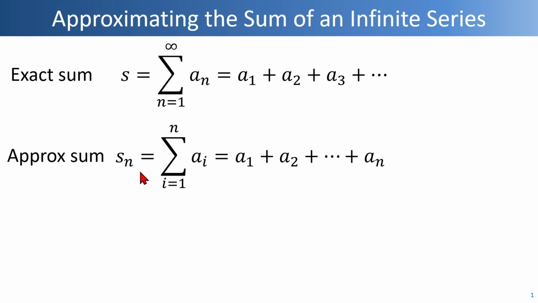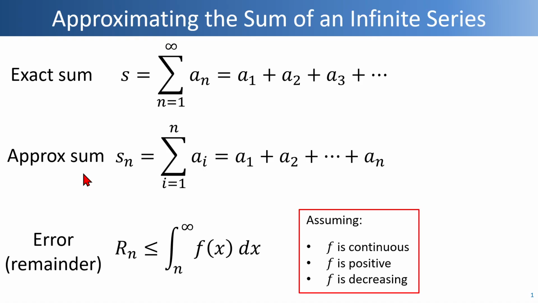In other words, we can use the nth partial sum as an approximation to the exact sum. The larger the value of n that we use, the better the approximation is going to be. However, whenever you make an approximation, it's good to have some idea of how accurate your approximation is. And we will be able to quantify the error by using this inequality.